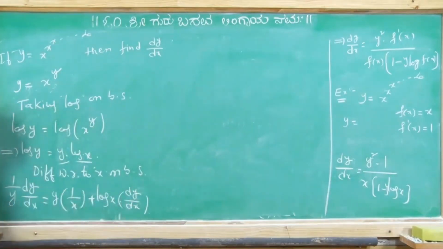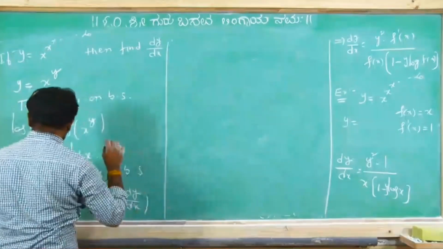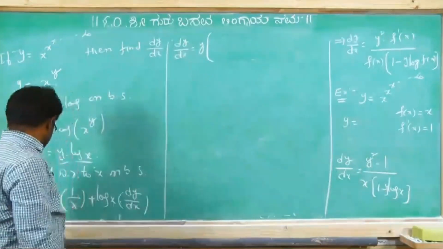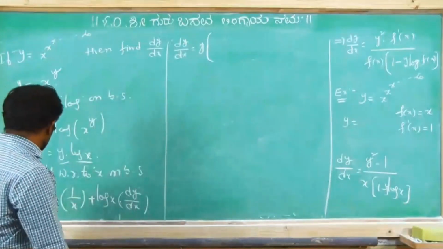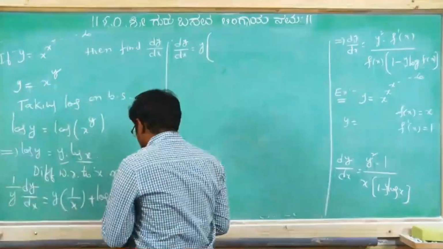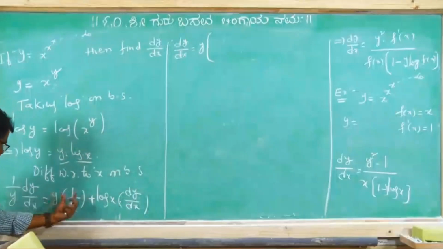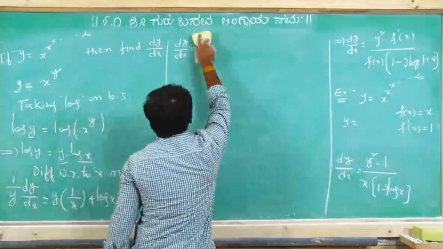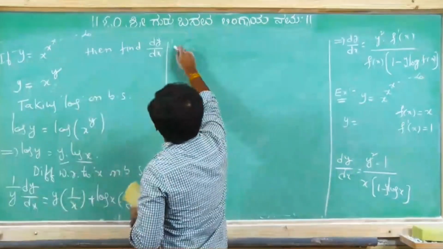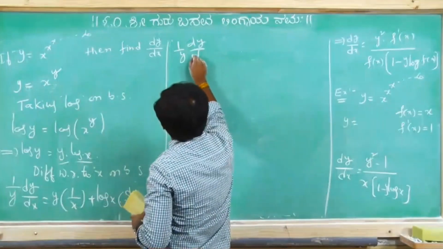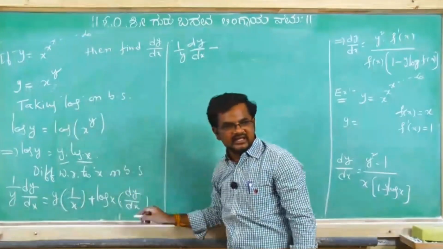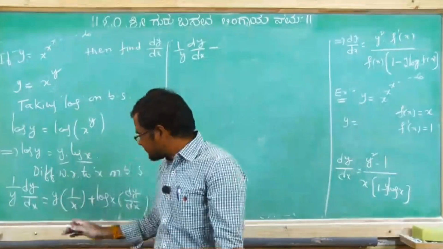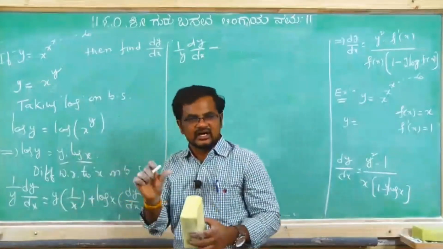Now cross multiplication. Here dy by dx is there on both sides, no? Before doing that, take this dy by dx to this side. If you take that side, we get 1 by y dy by dx minus, because again here dy by dx is there. If you take common, then only you can simplify easily. Otherwise, if you do the cross multiplication first, it is a little bit complicated.